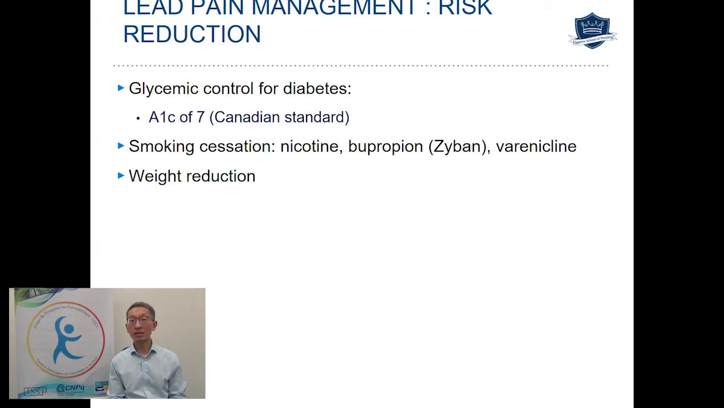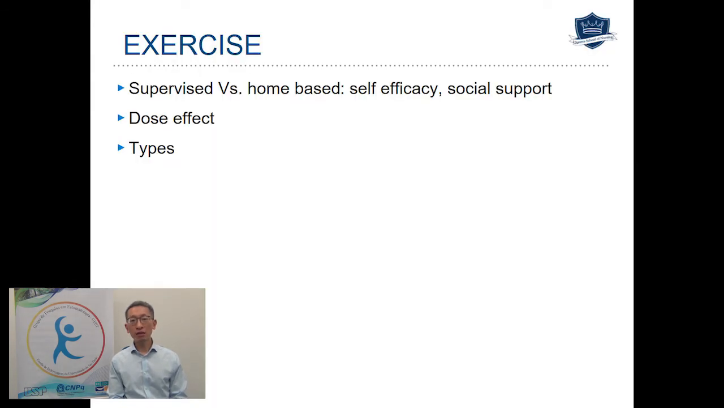7 is not recommended because it's maybe sometimes too low, and we don't want individuals who are frail and older to develop hypoglycemic episodes that predispose them to falling. So we need to look at smoking cessation programs and weight reduction, whether it's diet control or exercising.